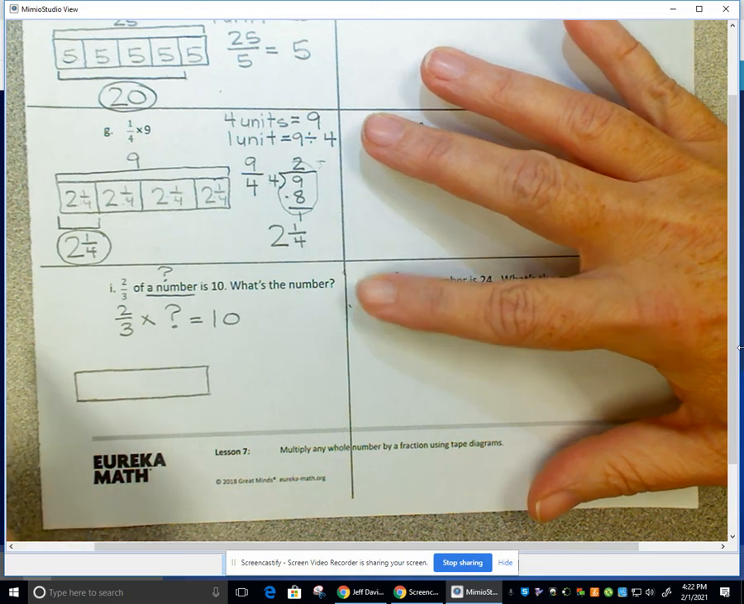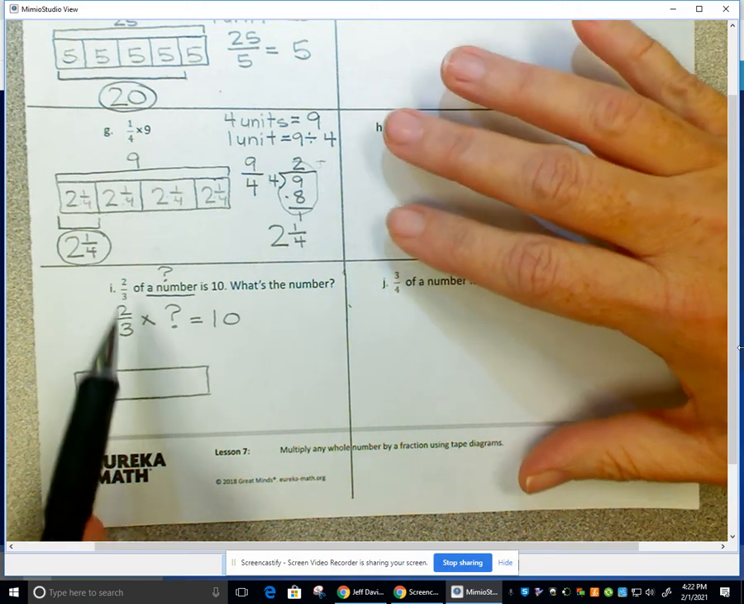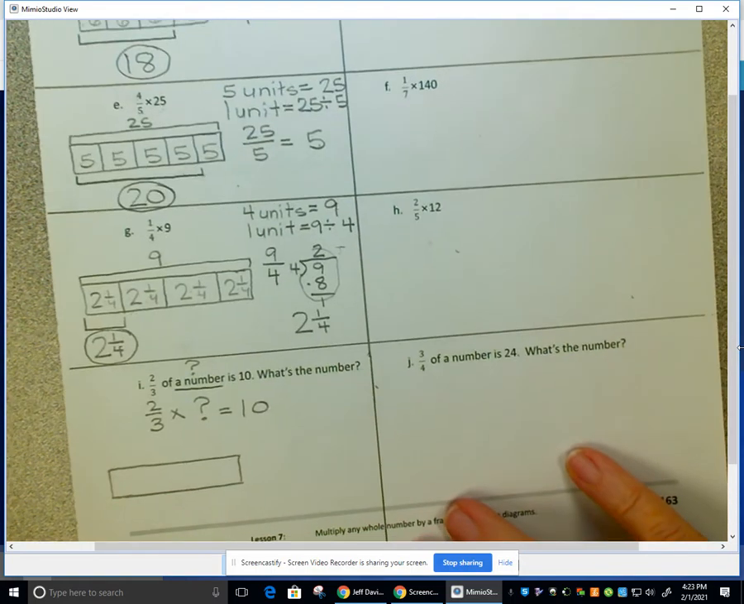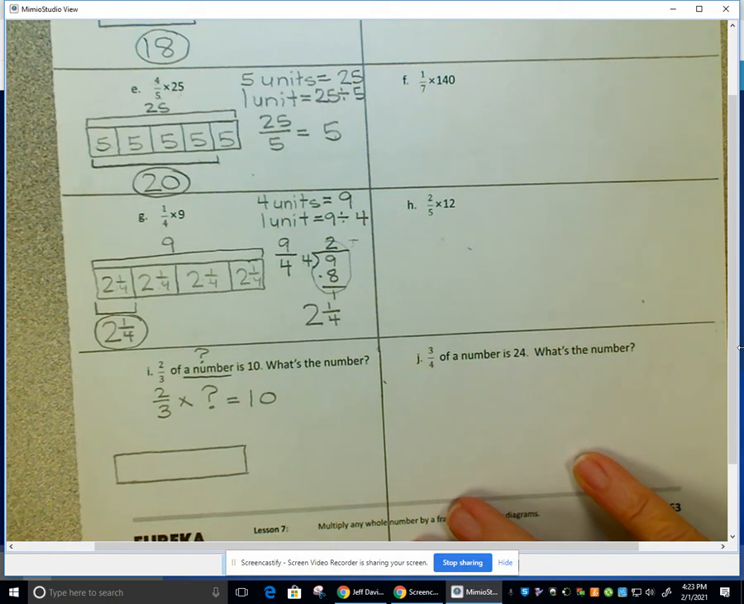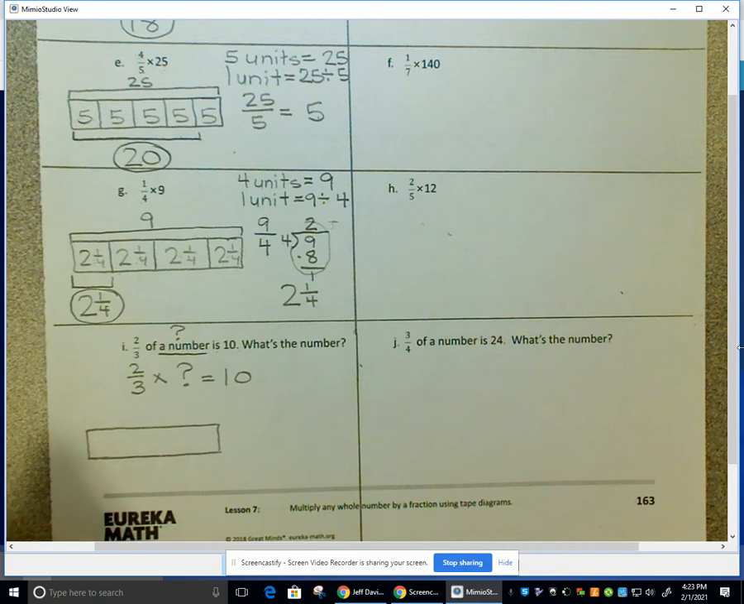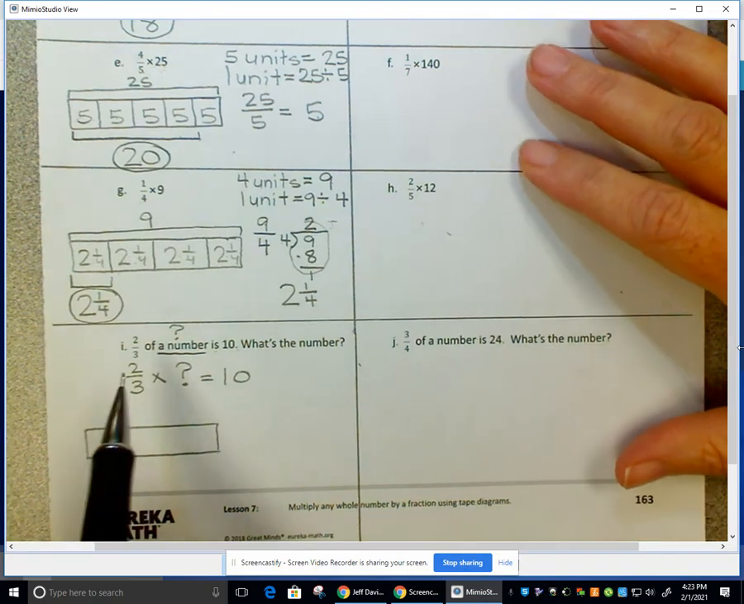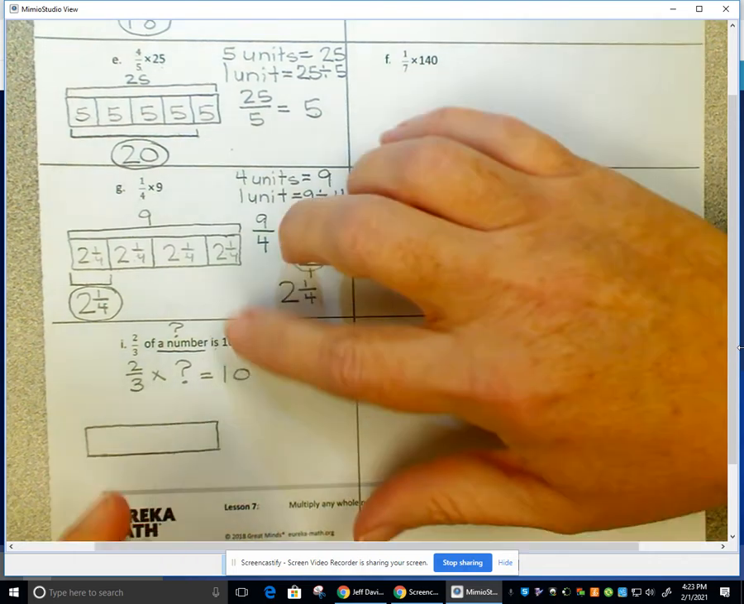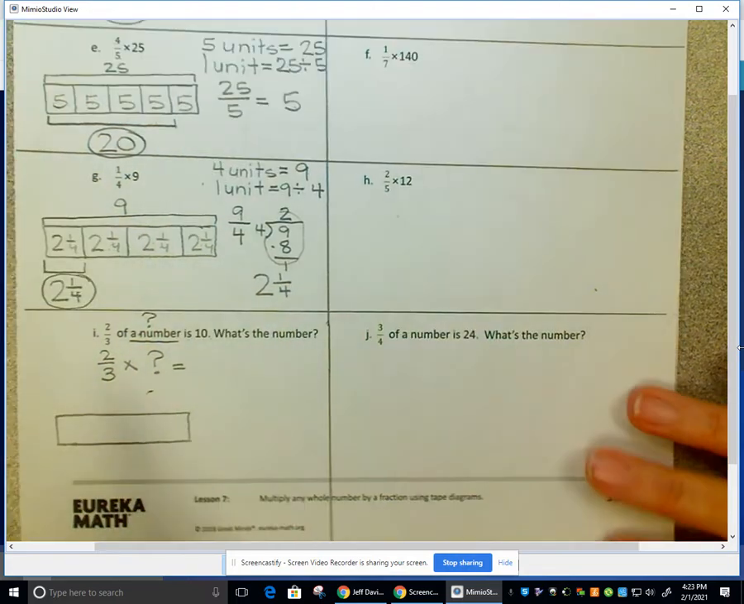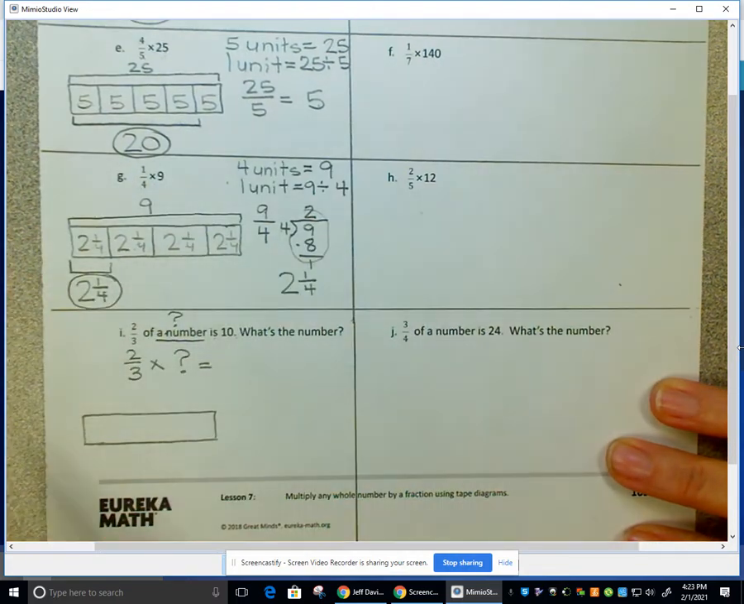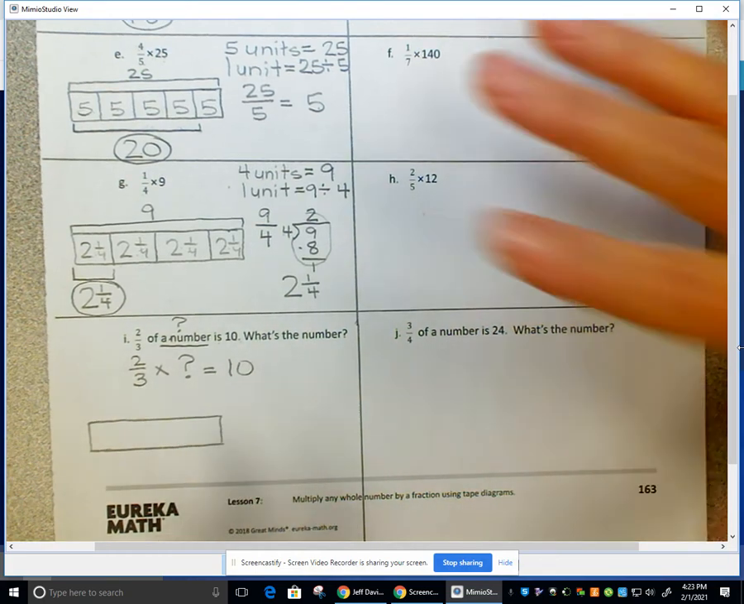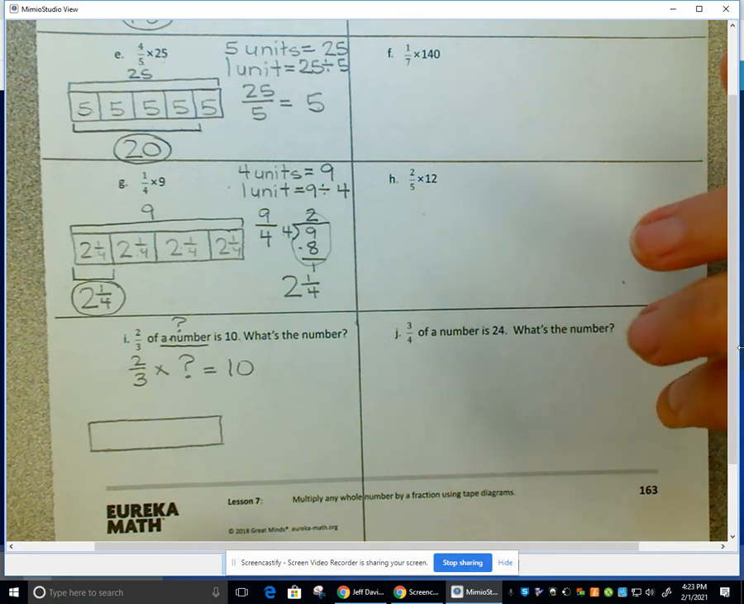Now we know before they were able to tell us, let's see. It says 2/3 of a number is 10. What's the number? So here, I'm trying to decide if I need this 10 right here just yet. I'm going to leave that blank. So if you put that down, erase it. 2/3 of a number is 10. Okay, yes, I do want that. But 10 is not my whole. We don't know what my whole is yet.